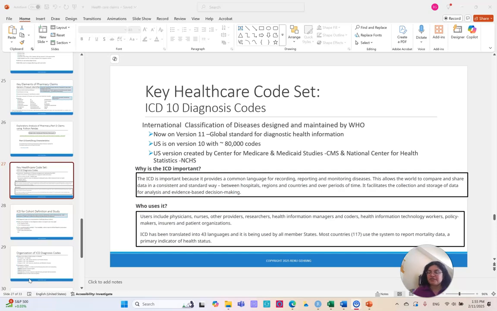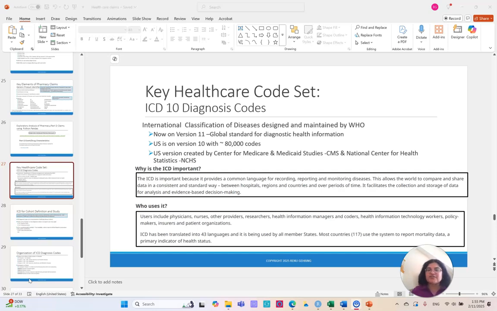Today's episode is going to be talking about ICD-10 diagnosis codes. This is a key healthcare code set. You cannot work in healthcare without knowing about ICD diagnosis codes.